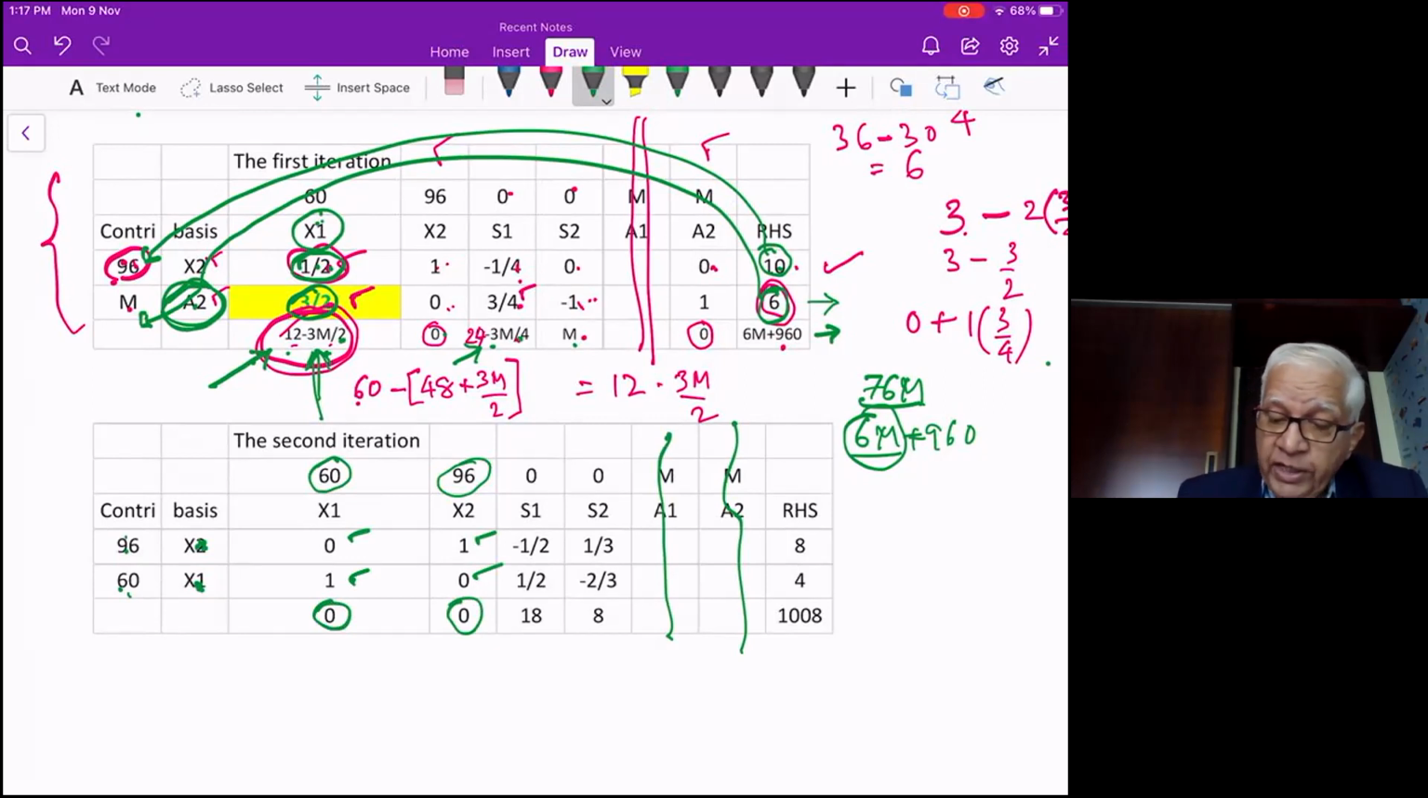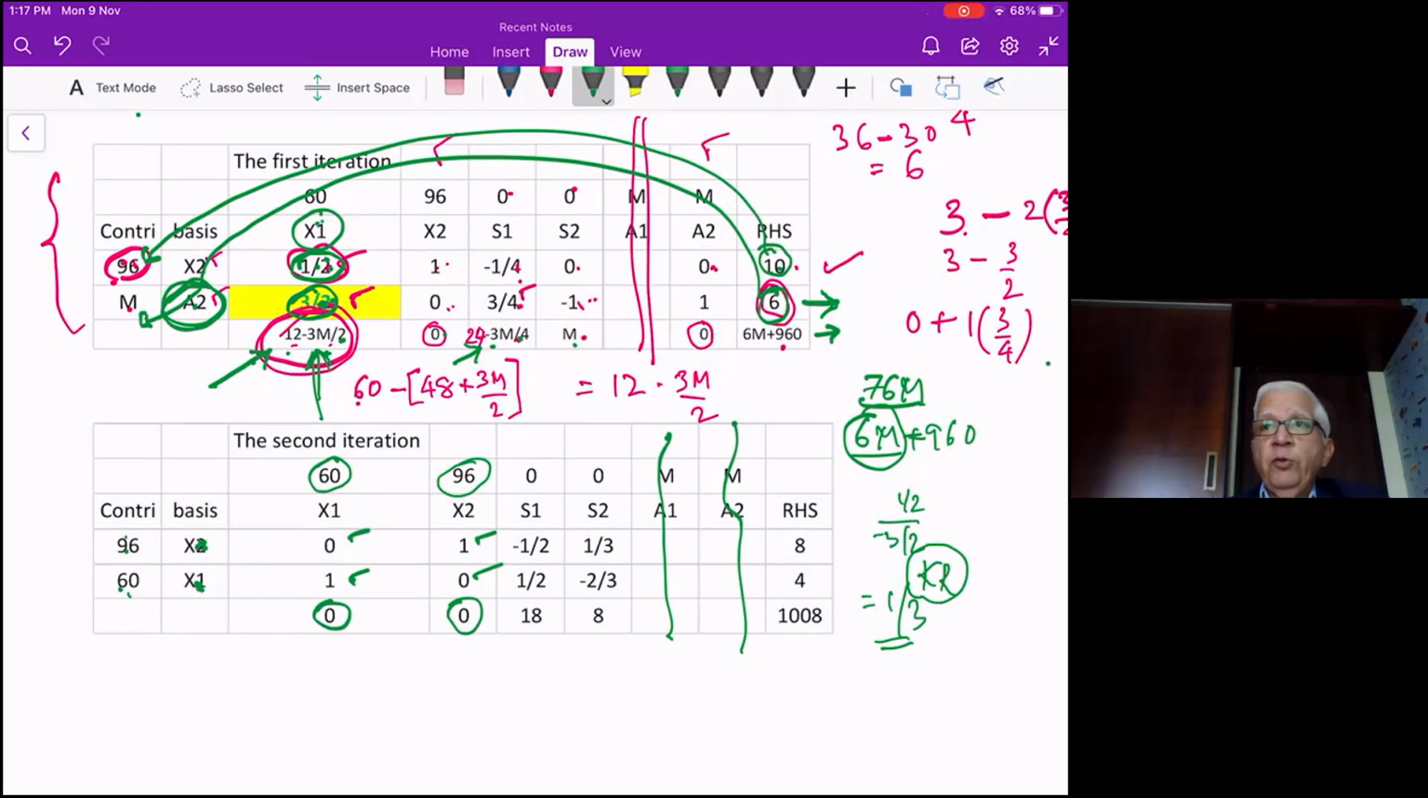Which of them is the key row? The second one is the key row. 3 by 2 is therefore the key number, and the key ratio will be 1 by 2 upon 3 by 2, which is equal to 1 by 3. Key ratio is equal to 1 by 3. With that information, we'll transform the numbers. First, we'll transform the key row. What is the formula for the key row? Take the old number and divide it by the key number. This is the formula for the key row.